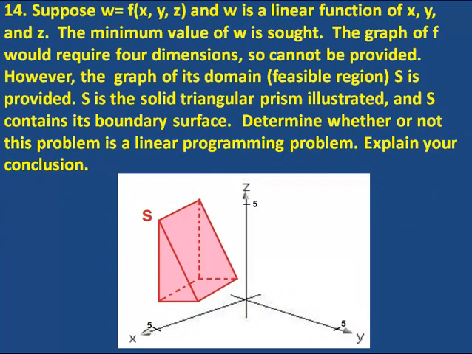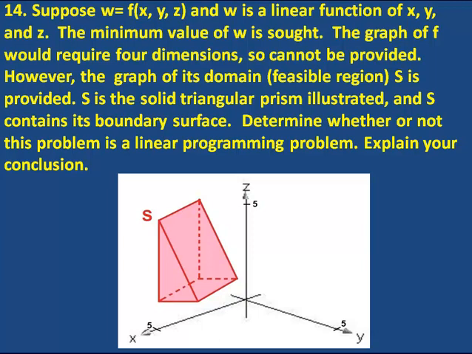Exercise 14. Suppose w is a function of x, y, and z. Now, graphically, what does this mean? A real valued function of 3 variables. Okay, you'd need 4 dimensions to graph it. It's not going to be graphable, but we can still discuss it abstractly, mathematically.